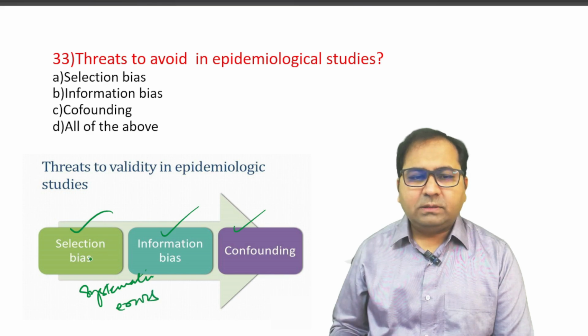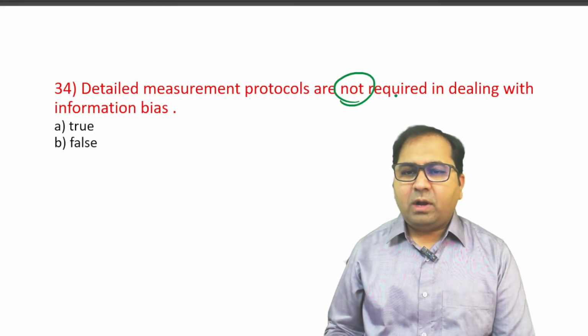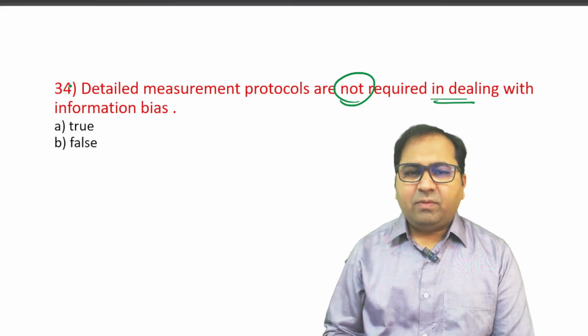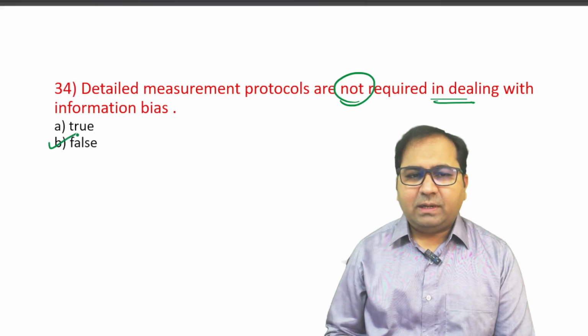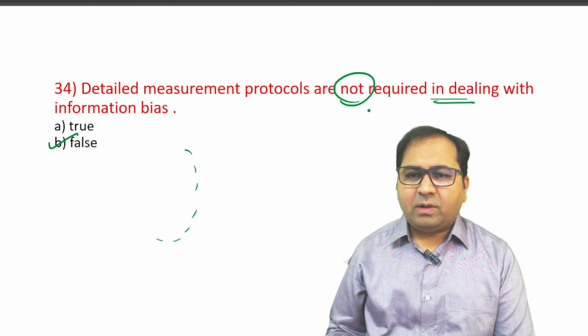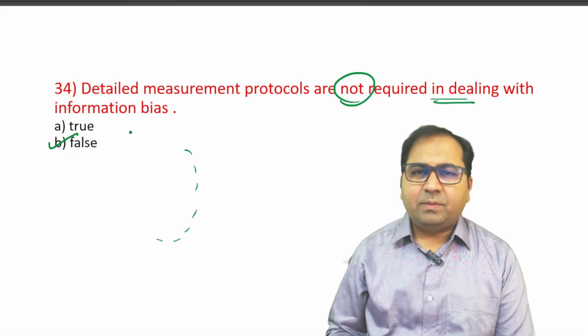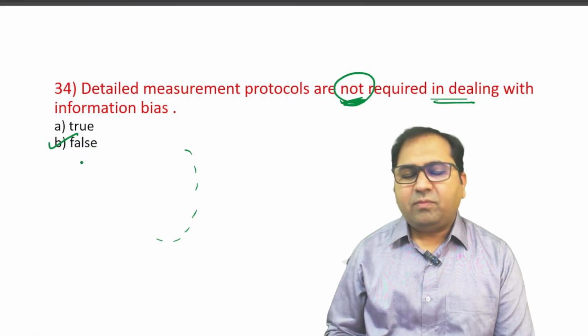Okay, so next question. 34. Detailed measurement protocols are not required in dealing with information bias. Is it a true statement or a false statement? Definitely it is a false statement. Please remember all the steps we mentioned, 1, 2, 3, 4, 5, 6, 7. We have discussed this previously. Detailed measurement protocols are actually required in dealing with information bias, but because they have mentioned it as not required, it is a false statement.